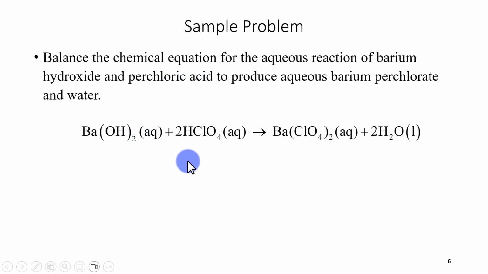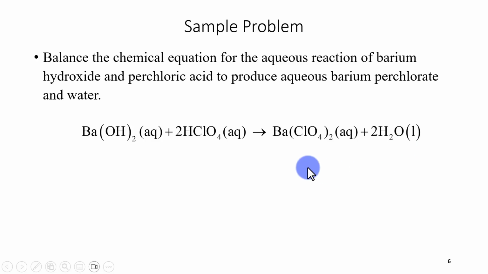For perchloric acid, it's HClO4, and it's an aqueous solution of that too. Then what happens is it produces barium perchlorate. This is my perchlorate and barium. So Ba(ClO4)2 and water, H2O.